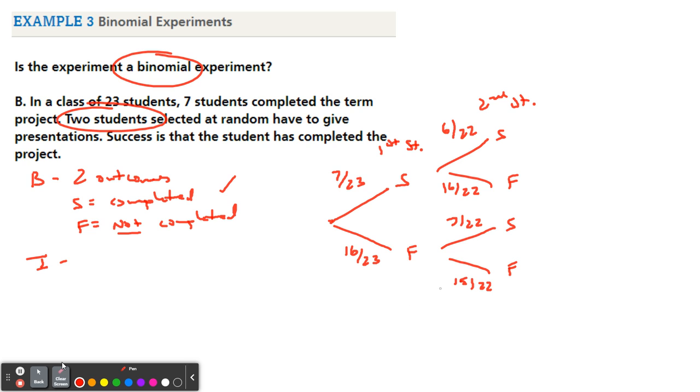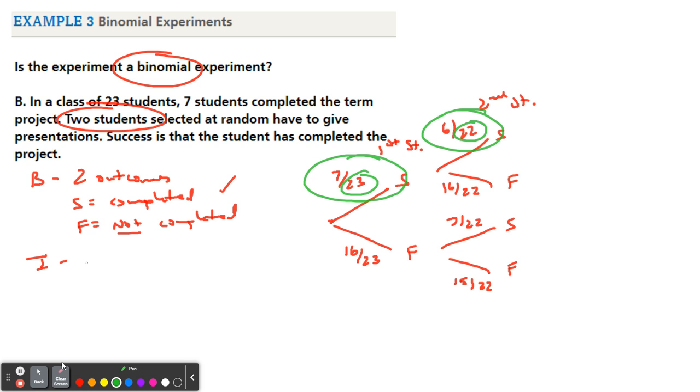But you notice here that the probabilities are changing. Notice that this bottom number went from 23 to 22. The probability of success on the first student is not the same as the probability of success on the second student. So because they are not independent, the probabilities are changing, right?